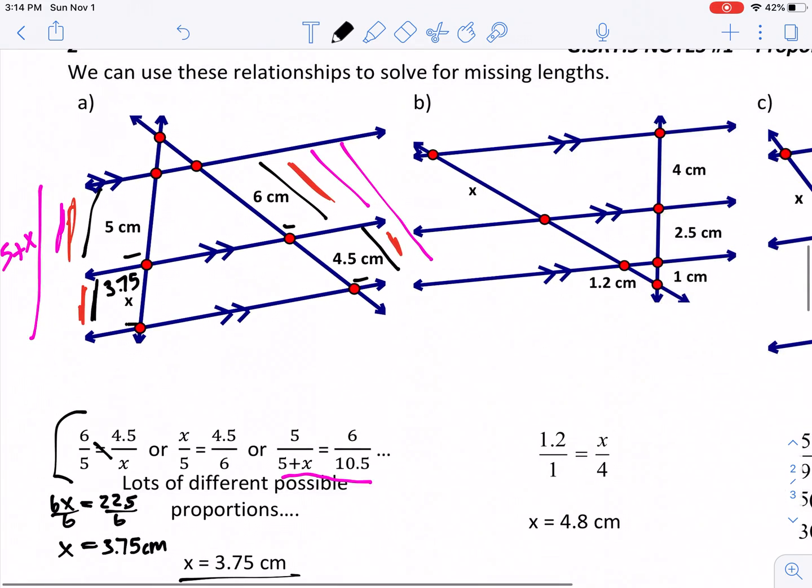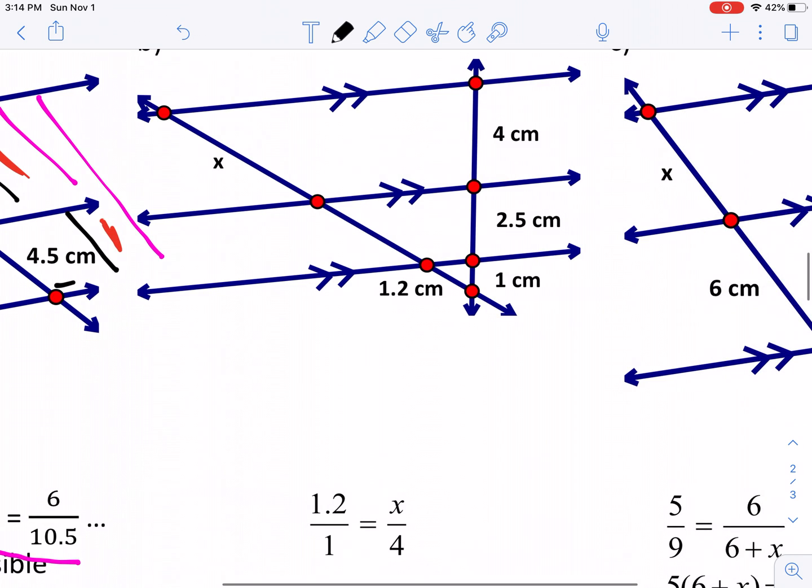So that would be one example. Another example over here. Again, there are many different ways we can set up a proportion in order to solve for x. Now, one of the ways we could do it is we could say that 1.2 over 1, the ratio between those two, should be the same ratio as x over 4.